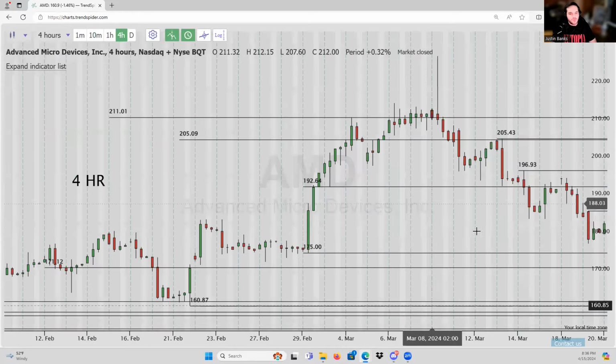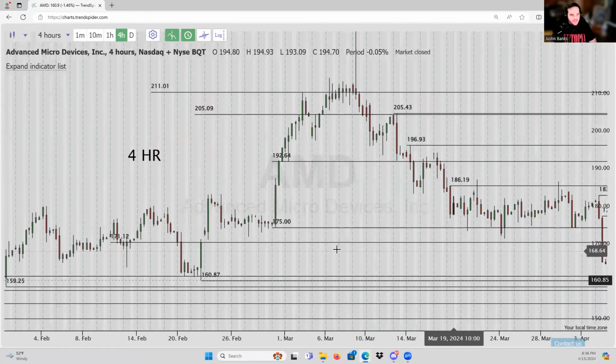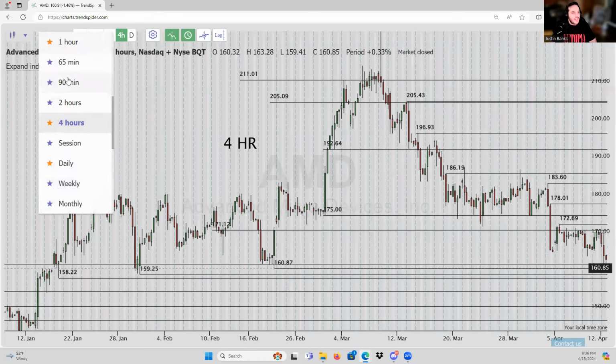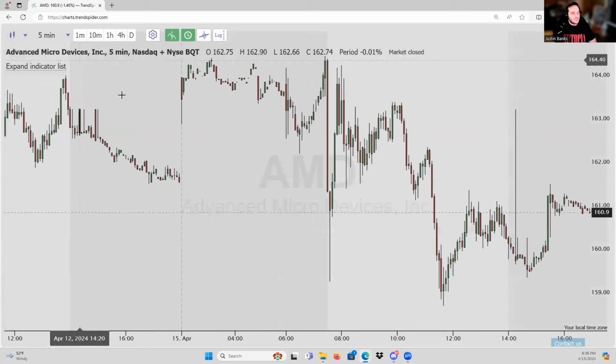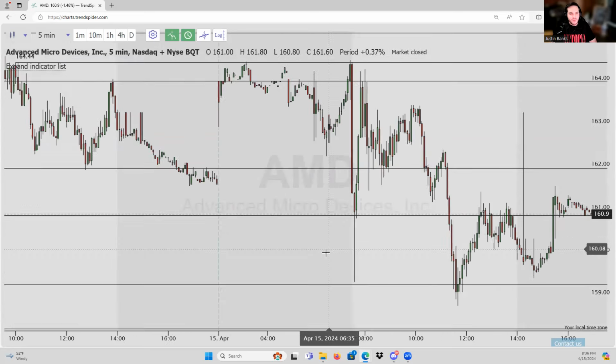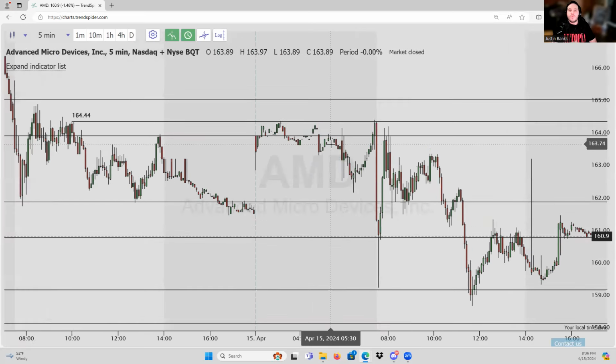So you guys go back to the 4 hour here. You can see nothing has changed here. That 160.87, 159.25 are going to be the same levels that we're trading here. 159.25, 160.87, right? Same exact levels. So lesson: always look at the higher time frames. Those hourly levels are going to hold more weight than these intraday levels.